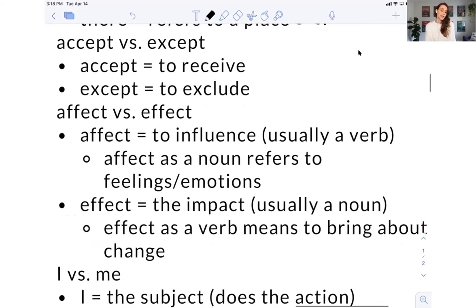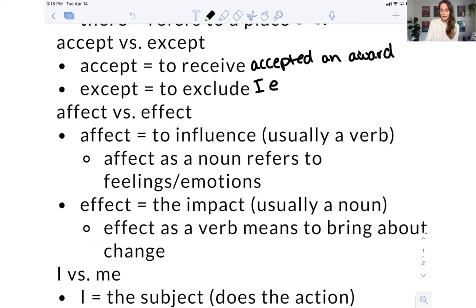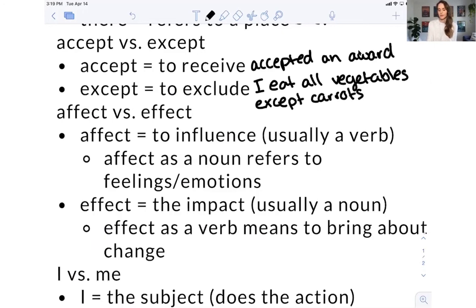Accept versus except, again, these sound the same, right? So it can be kind of confusing. The first one is to receive, and the second one is to exclude. So I accepted an award. I eat all vegetables except carrots. Not a true statement, but you can see how you would use the word except in that sentence.